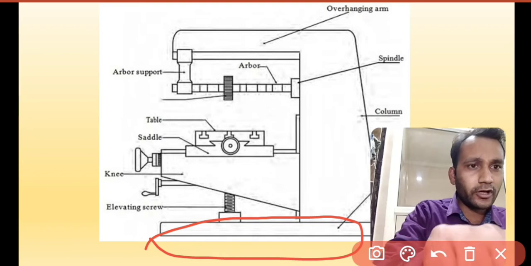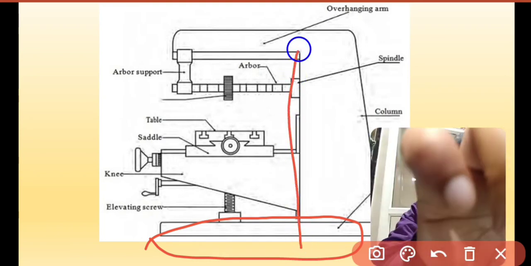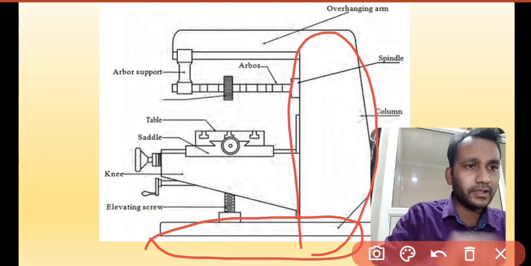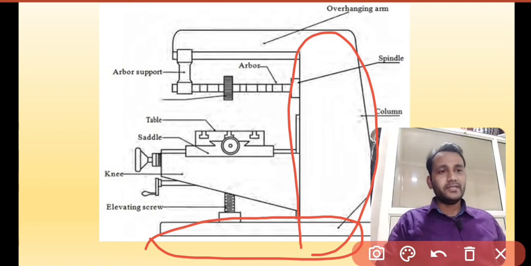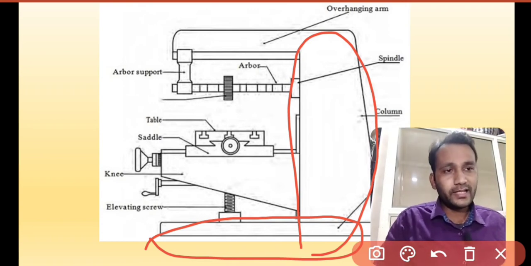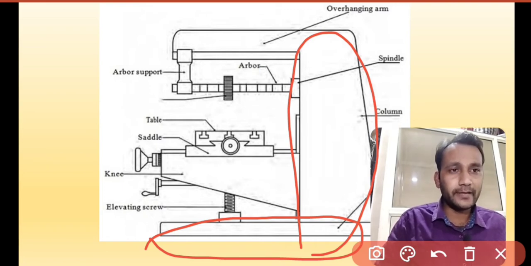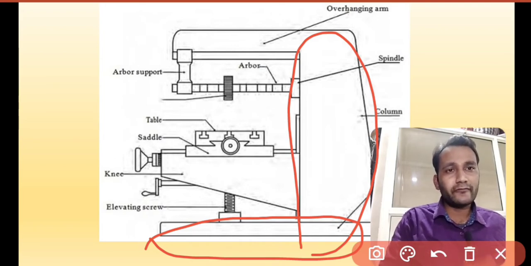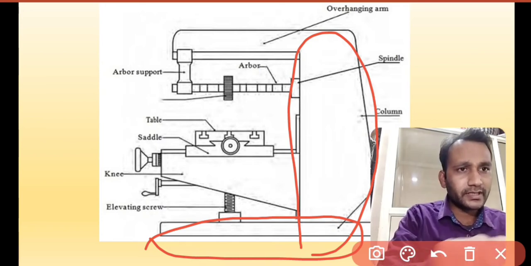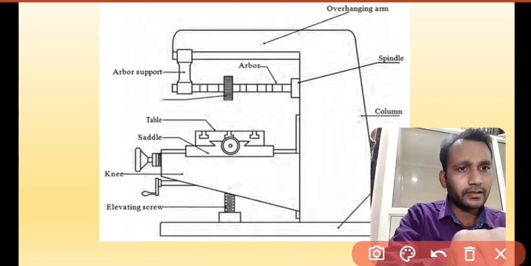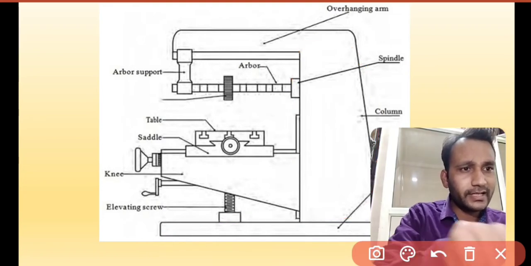The second component is the column. You can see over here it is the column. The column is basically a vertical pillar which houses the driving mechanism, like the gear system, belt drive, and all the mechanisms used to transmit the power from the motor to the arbor. I'll discuss what the arbor is.